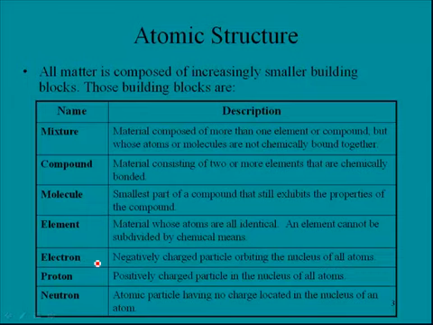Electrons. Electrons, negatively charged particle orbiting the nucleus of all atoms. That's what an electron is. A proton, positively charged particle in the nucleus of all atoms. And a neutron, atomic particle having no charge located in the nucleus of an atom.